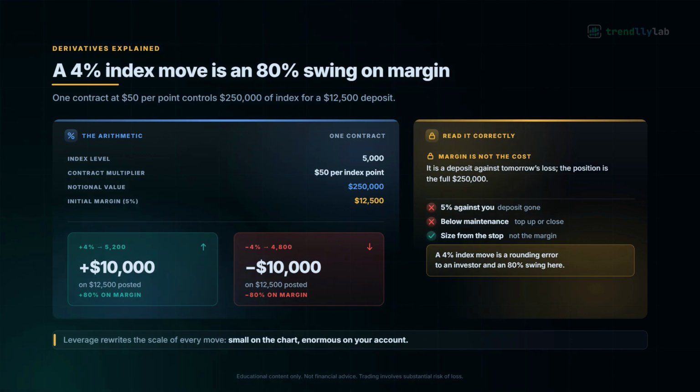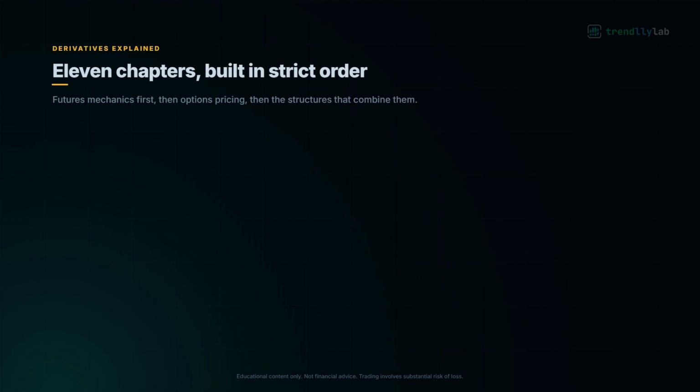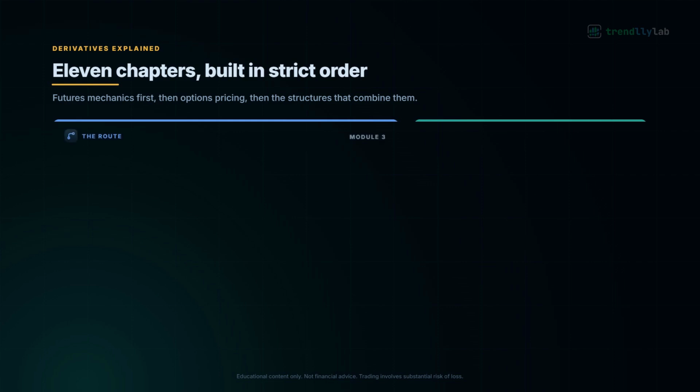So here's the plan. 11 chapters, built in strict order. Futures mechanics first, then options pricing, then the structures that combine them. Here's the route. It runs in 4 stages. First futures, then options, then choosing, then building.